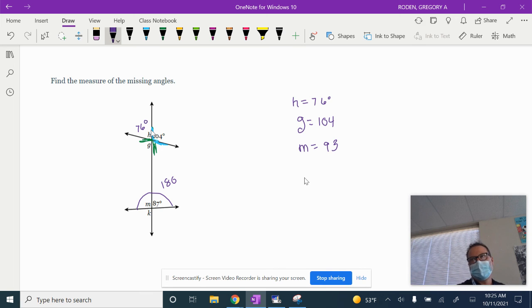Okay, the last one. Will, who is it? All right, Nicole. So you got K. You really don't have any choices now. What's K equal to, Nicole? And how do you know that? It's 87, the other one. Why is it congruent? Because it's, what's the word, vertical. Okay, vertical angles are congruent. All right, nice job.